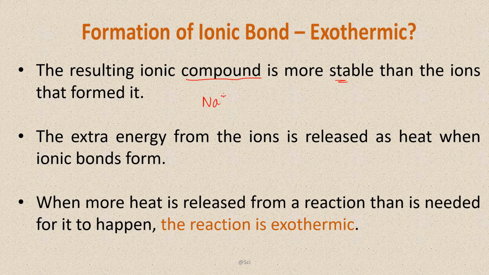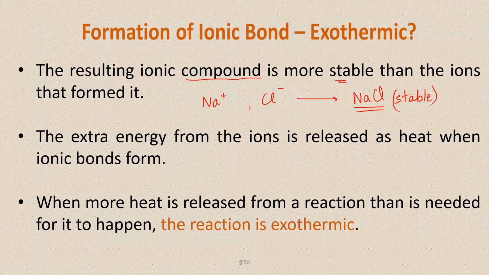So sodium is unstable, chlorine is unstable, but NaCl, which is formed from this unstable sodium and chlorine, is very stable. It is so stable that we eat it, we use it in our day to day life. The extra energy from the ions is released as heat when the ionic bonds are formed. Hence, we can say that ionic bond formation releases energy and is exothermic. So, when that bond is formed, the ions release energy in the form of heat, and that's what we call an exothermic reaction.